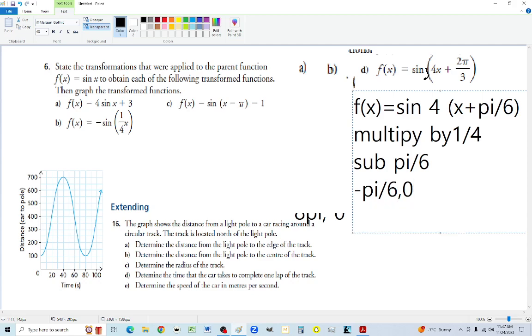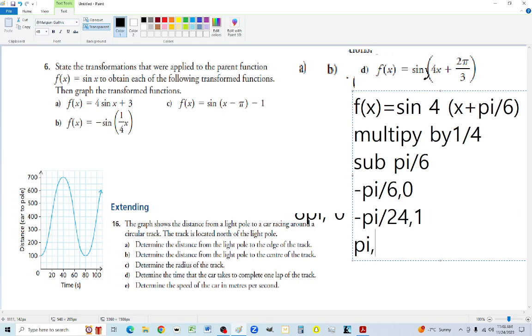Nothing happens to the y values. The next point was pi over 2, 1. If I multiply that by a quarter, I get pi over 8. So you can see everything's been compressed by 4. And then if I subtract, here's the tough part, I have to subtract pi over 6, which means I have to find a common value for them both, which is 24. And I get minus pi over 24. And nothing happens to the y values. I think that's right anyway.